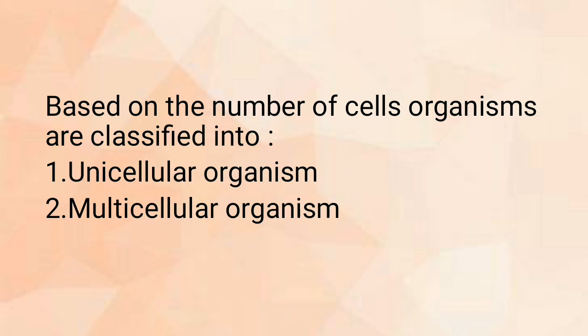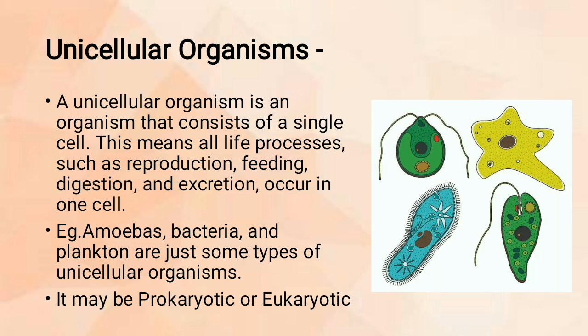Based on the number of cells, organisms are classified into unicellular organisms and multicellular organisms. Unicellular organisms. A unicellular organism is an organism that consists of a single cell. This means all life processes such as reproduction, feeding, digestion and excretion occur in one cell. For example, amoebas, bacteria and plankton are just some types of unicellular organisms. They may be prokaryotic or eukaryotic.